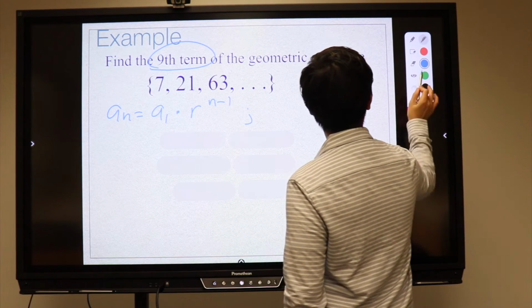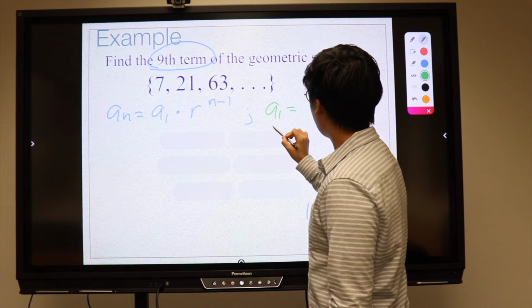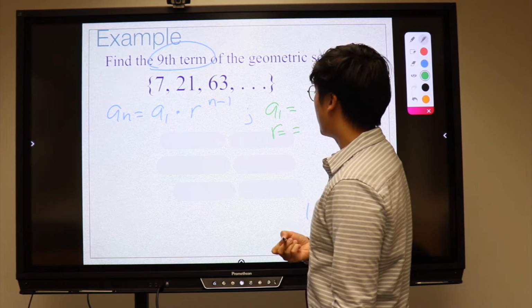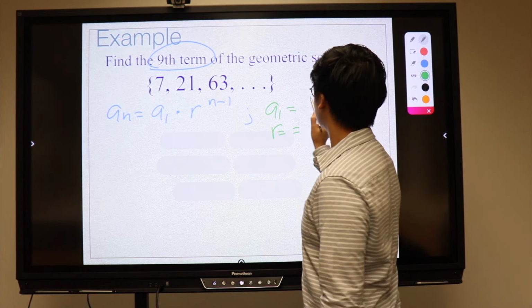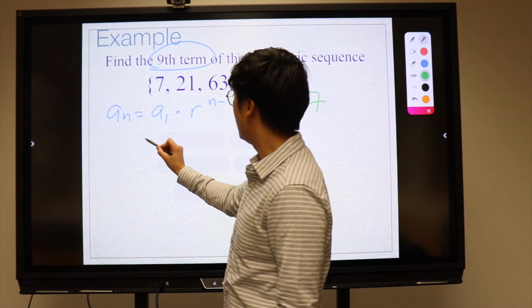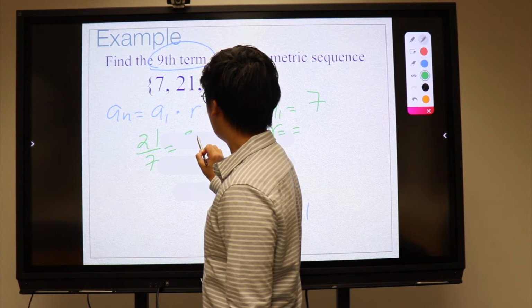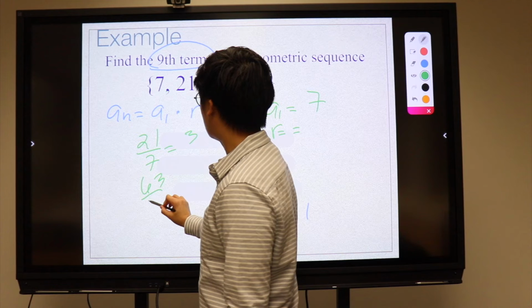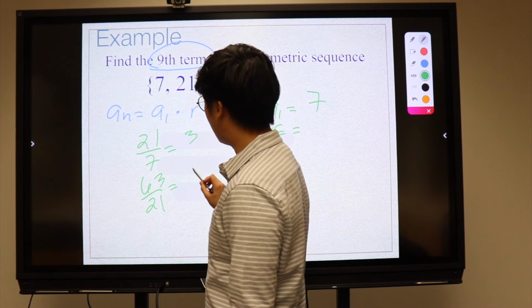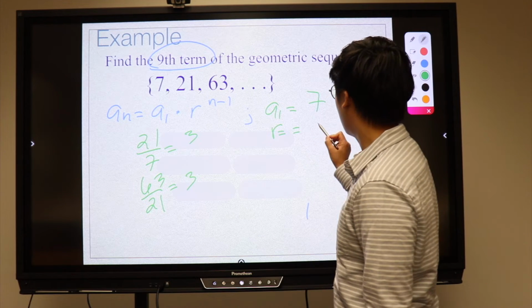I need to write my ingredients, which is a sub 1 and r. And what is a sub 1? It is 7. I just need to figure out my common ratio. So I will divide 21 by 7, and I will divide 63 by 21 to make sure that they are common, and that is 3. So I have a common ratio of 3.